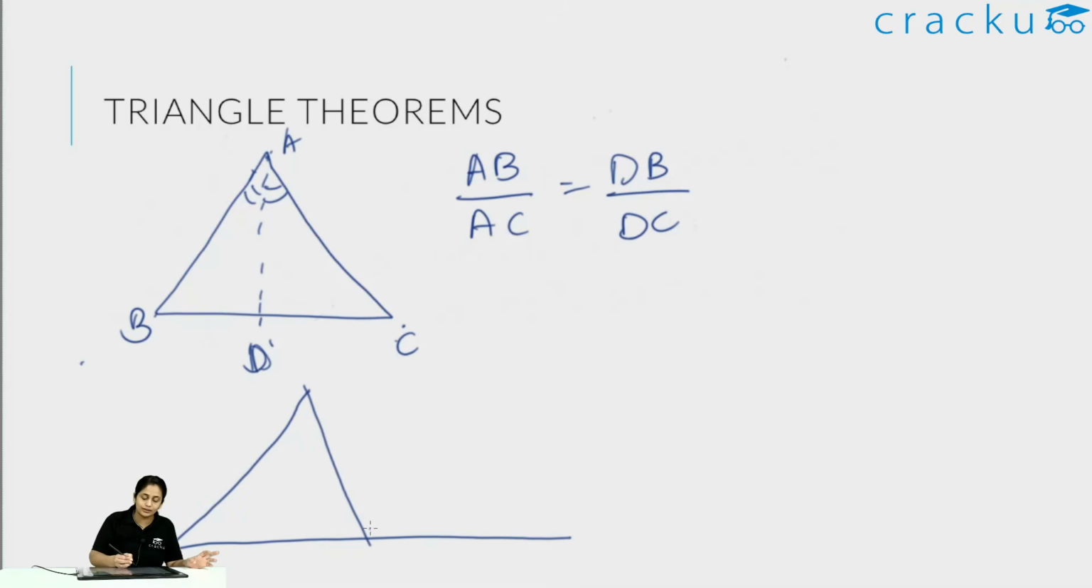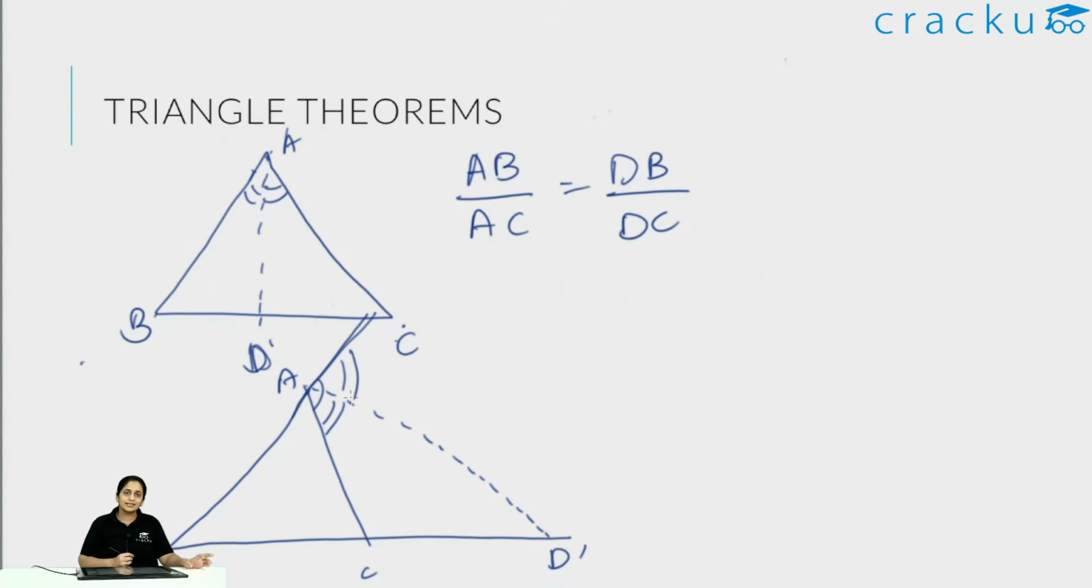Here you just have to, instead of bisecting the interior angle, bisect the exterior angle. So suppose this is triangle ABC, this is your angle A. If you extend it out, you get the exterior angle A, which is essentially 180 minus this angle A. If you bisect this exterior angle A, you get the external angle bisector, which is say AD dash, such that this angle is equal to this angle.